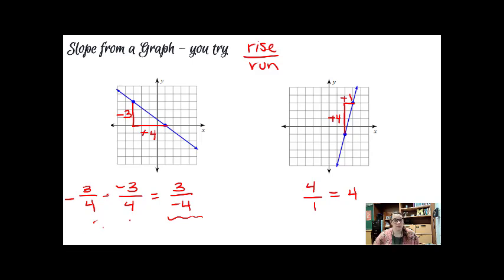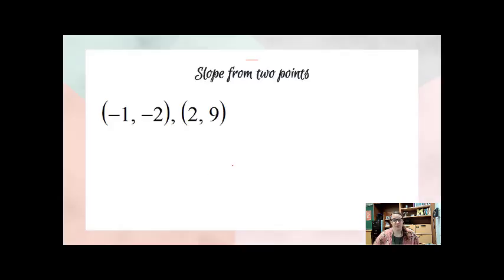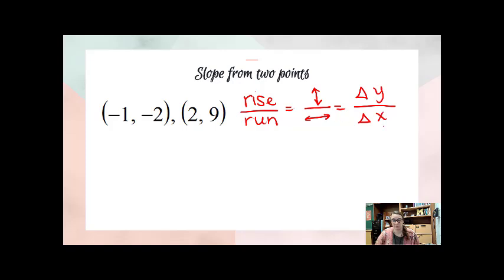All right, let's try slope a different way. Now, instead of a graph, I'm giving you 2 points. Now, there's an equation for this, but let's try to figure out what it is from what we know. Remember, we have rise over run as our process. Our rise is up-downs and our run is left-rights. Up-downs are y, so this is change in y over change in x, because left-rights are x's.